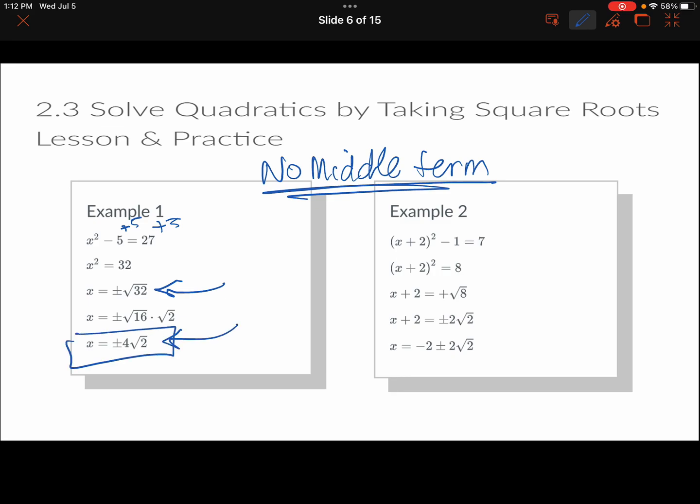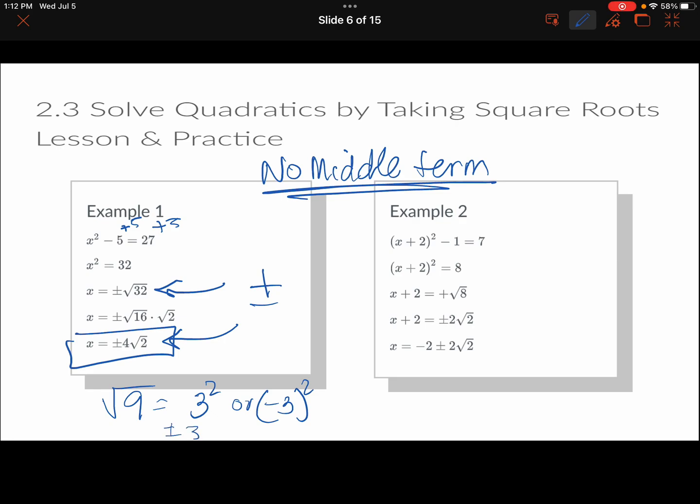Whenever you take the square root of a side, you make sure that you do this plus minus thing, because when I take the square root of 9, that could be 3 squared, or it could be negative 3 squared, and that's why there are two options, the plus and the minus of 3.